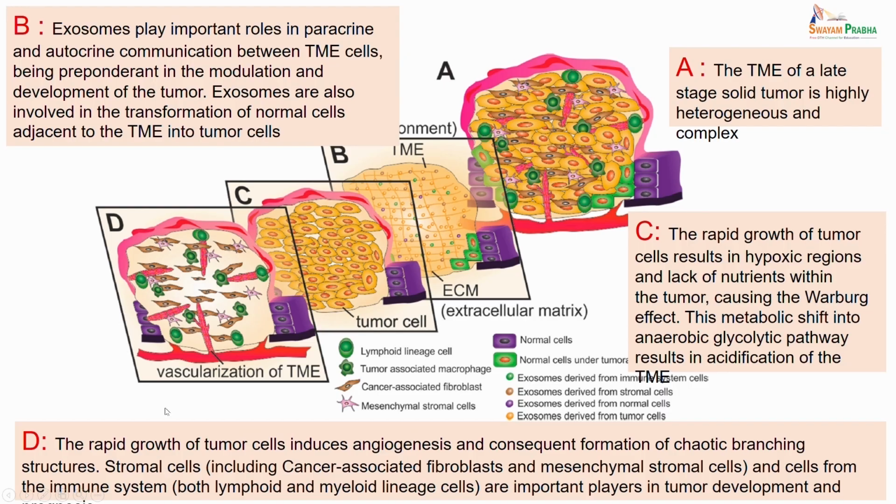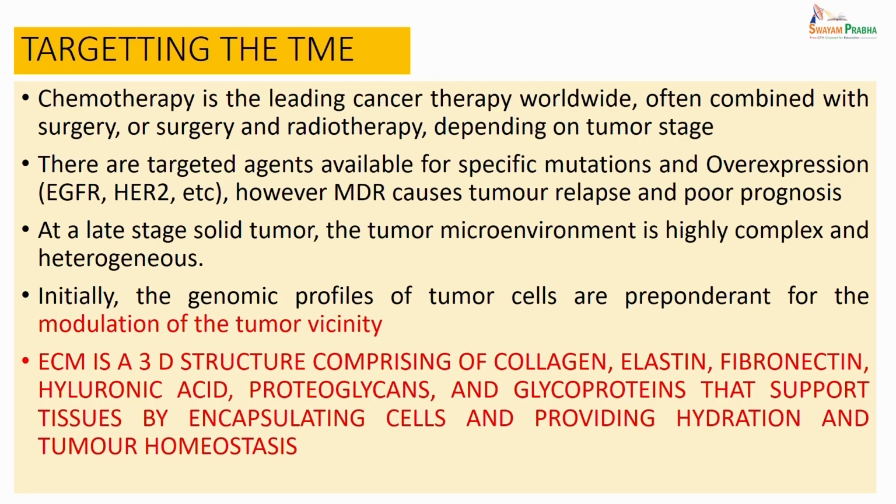The stromal cells, which include the cancer associated fibroblasts, the mesenchymal stromal cells, and cells from the immune system, which belong to both lymphoid as well as myeloid lineage, are all important players in this tumor microenvironment. Now let us see how we can target the TME, the tumor microenvironment.